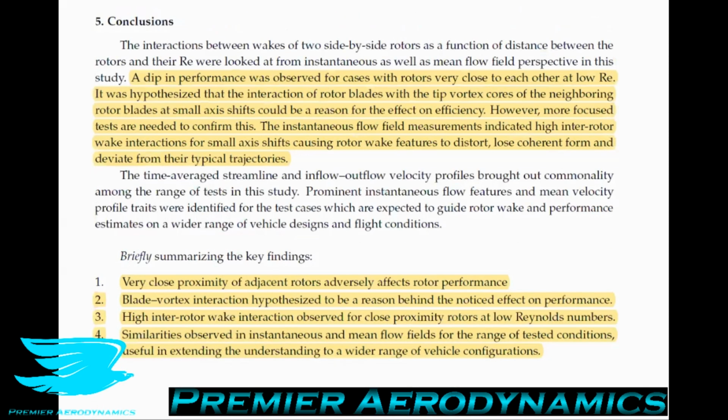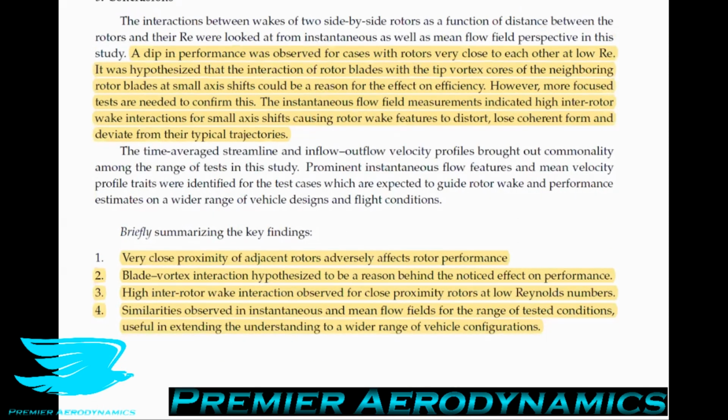So in conclusion, they say a dip in performance was observed for cases with rotors very close to each other at low Reynolds number. It was hypothesized that the interaction of rotor blades with the tip vortex cores of the neighboring rotor blades at small axis shifts could be a reason for the effect on efficiency. However, more focused tests are needed to confirm this.